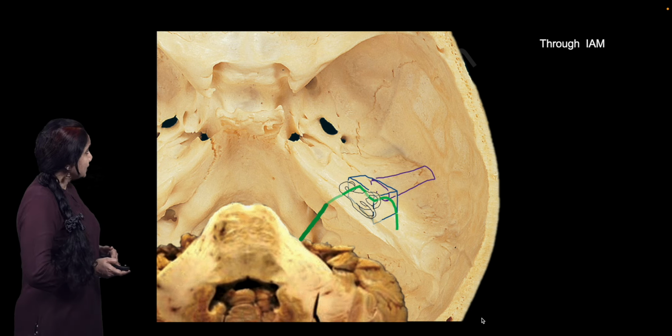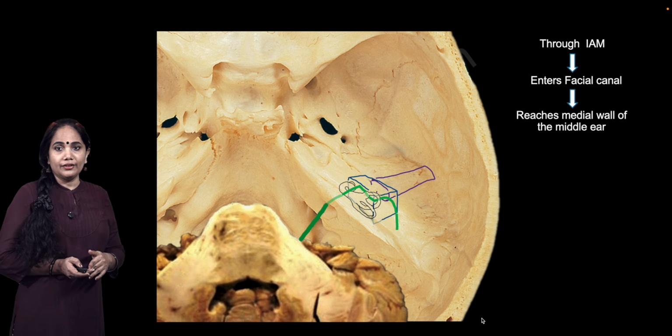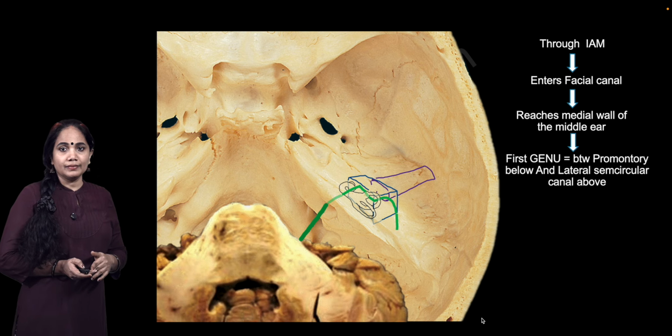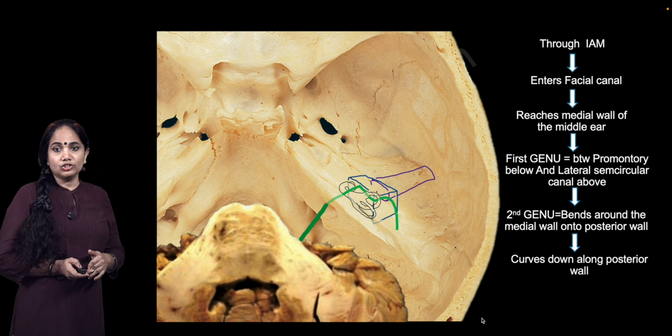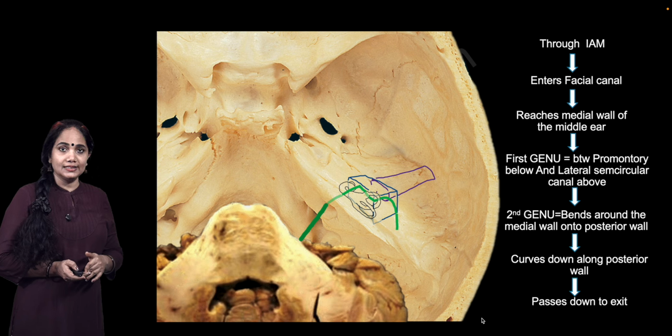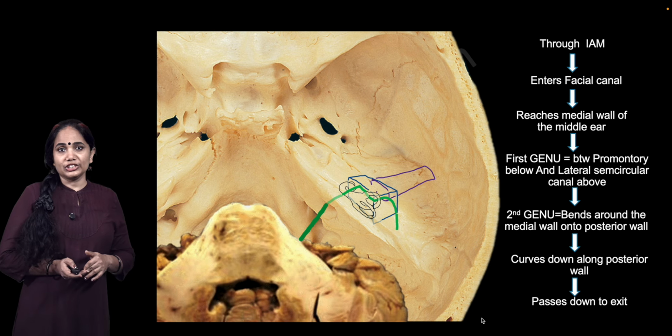So through the internal acoustic meatus, it enters the facial canal and reaches the medial wall of the middle ear. There we have the first genu, and then the second genu, where it bends from the medial wall to the mastoid wall, and then curves down along the posterior mastoid wall, and finally it exits through the stylomastoid foramen. So these are the features of the temporal bone.